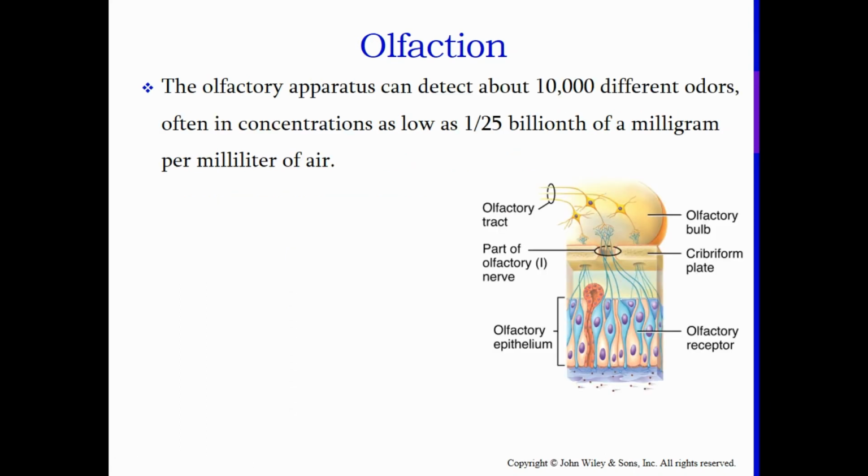The olfactory apparatus can detect about 10,000 different odors. I always find that to be a surprising number. That's a lot of different aromas out there that we can smell, especially when you consider that our sense of smell is really not that impressive in the animal kingdom. That is not our prime special sense, as we all know. We are very visually driven. But still, 10,000 different odors, that's a lot.